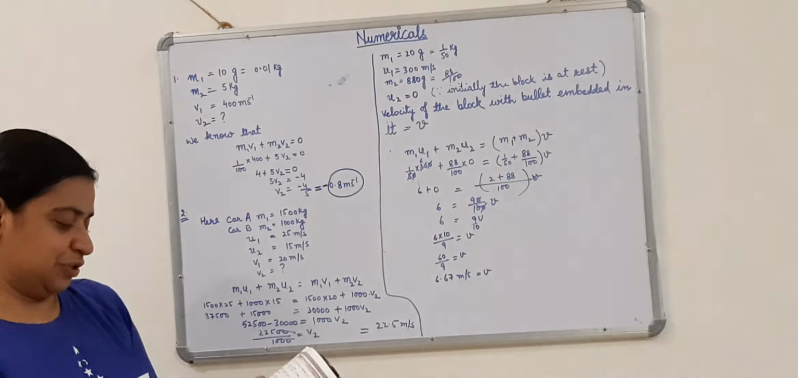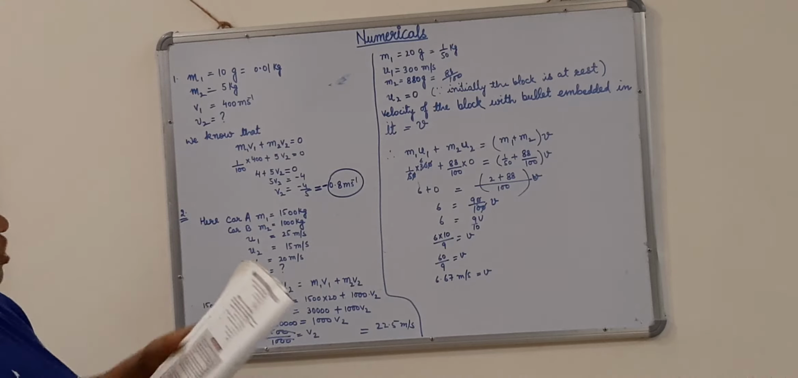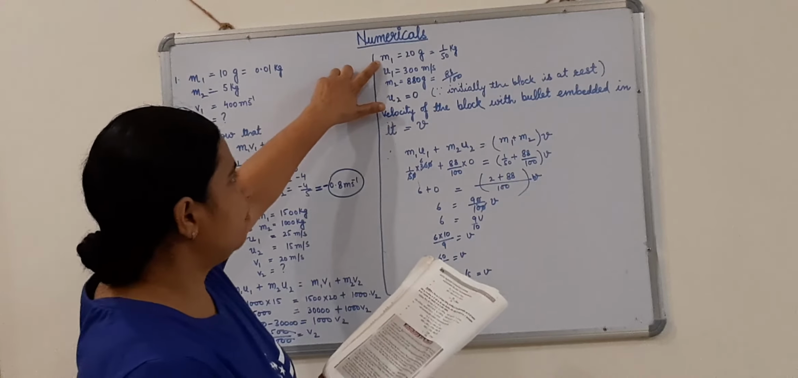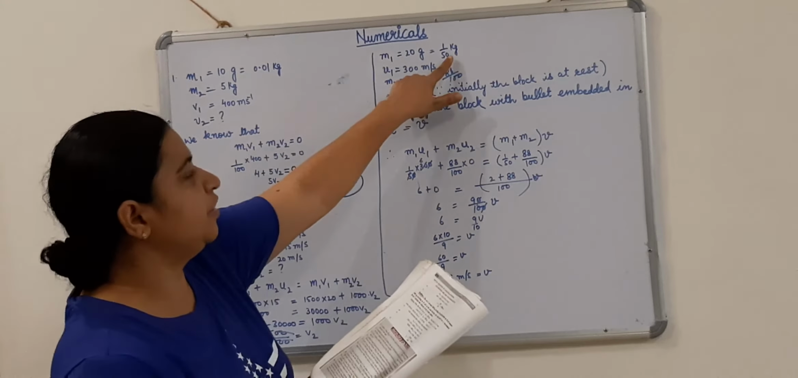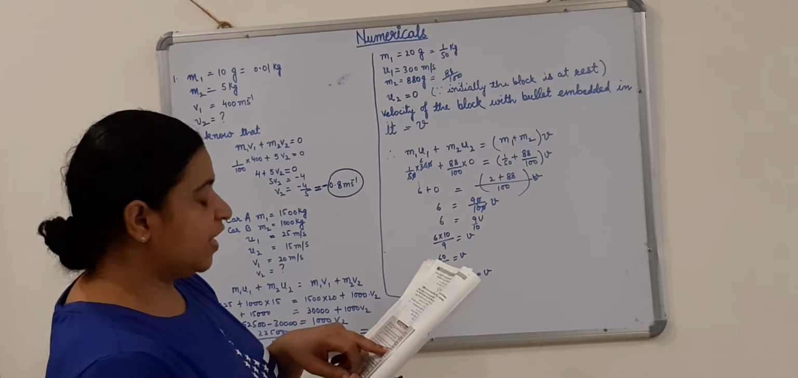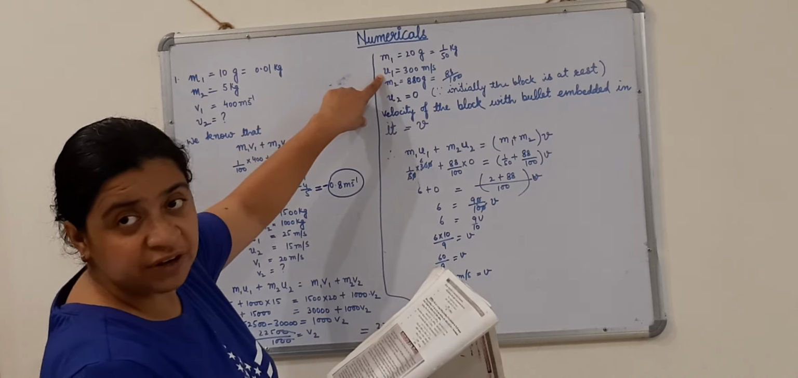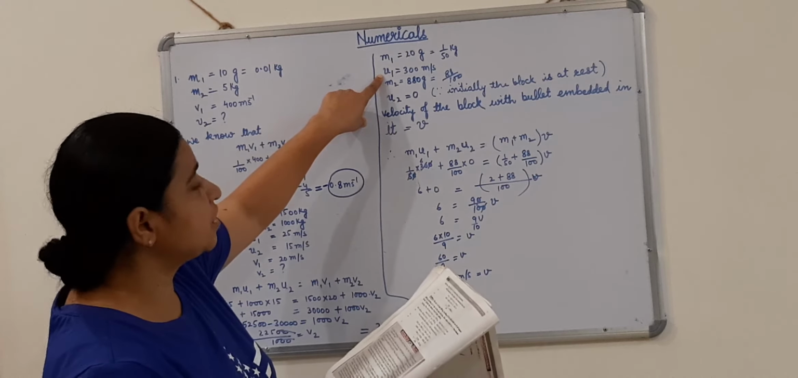Now third question. A bullet of mass 20 gram. Again, mass 20 gram I have converted into kg. Moving with a velocity of 300 meter per second. The bullet is moving with a velocity of 300 meter per second, that is the initial velocity of the bullet.